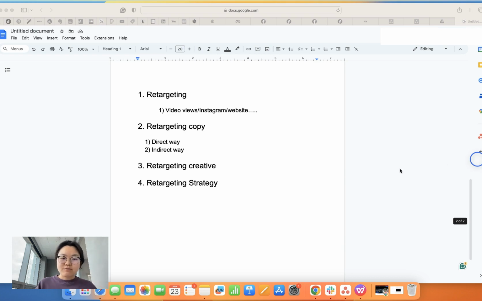Then what is retargeting creative? Simply put, there are two different ways. Once again, direct way, indirect way. You can just write some really direct copy in your copywriting, but you can also put some pattern interrupt creative so that you can capture those audiences' attention. And then number two, they will check out what this is about. They will read your caption, primary text, right?